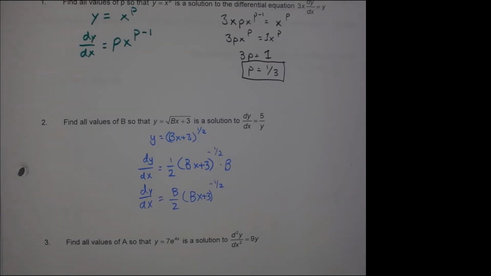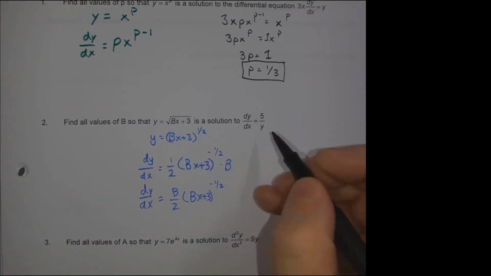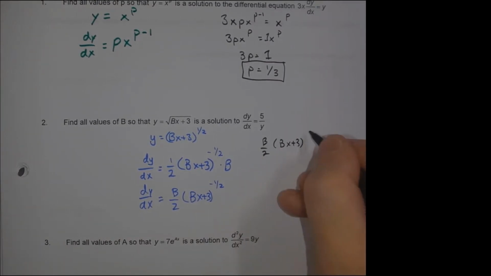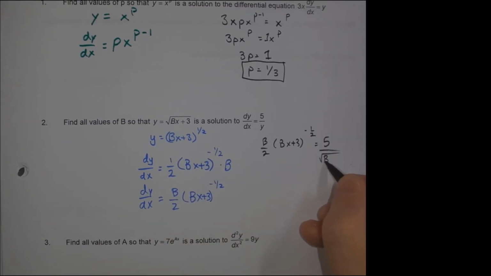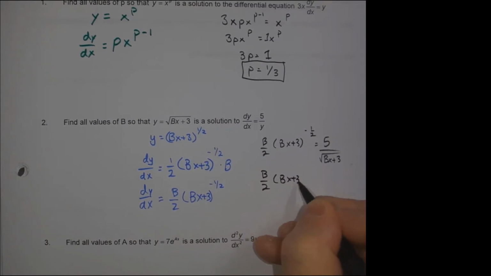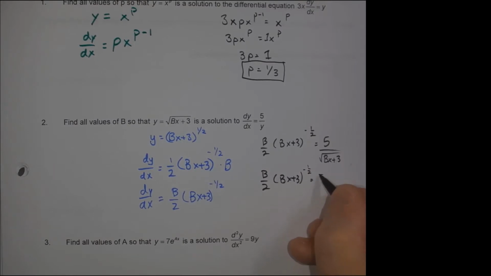And so when we bring it over to the differential equation, we would need b over 2 bx plus 3 to the power of negative 1/2 equals 5 over y, and y itself was the radical of bx plus 3. So therefore b over 2 bx plus 3 to the negative 1/2 would have to be equal to 5 bx plus 3 to the negative 1/2. And since those are equal, that would mean b over 2 would equal 5, and hence b equals 10. And that completes that problem.